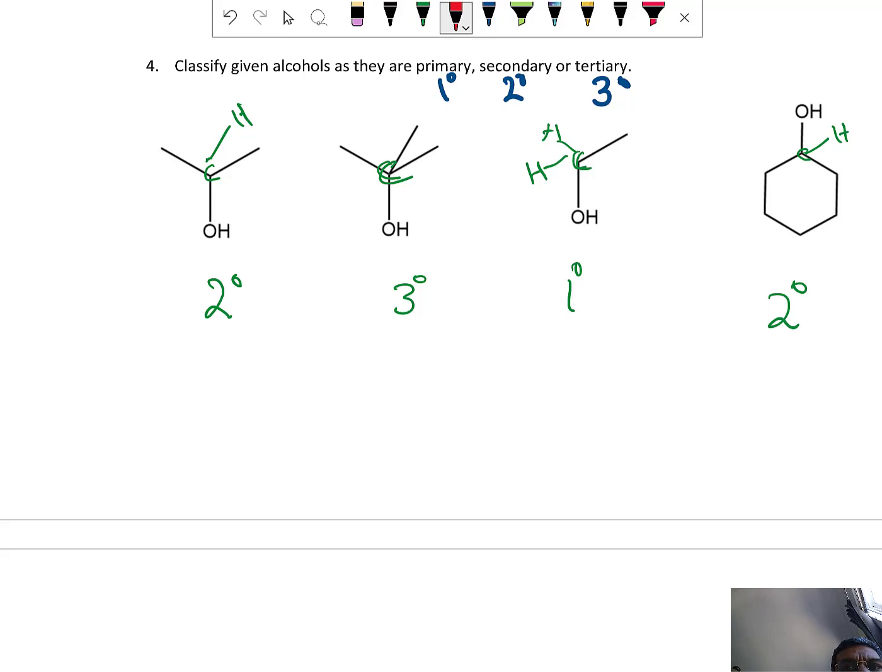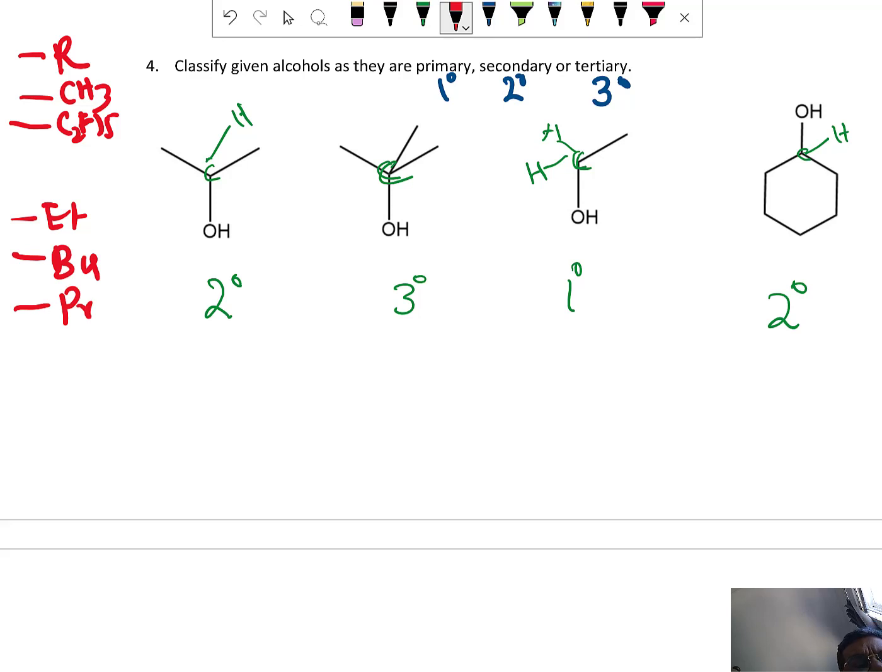Now I'm going to use my red pen and show you another way. What's that one? Recognize any group. Any group means anything like R. It could be CH3, it could be C2H5, right? It could be ethyl, methyl, propyl, butyl. It could be butyl. It could be propyl, something like that, right? So therefore, generally we call them R groups.